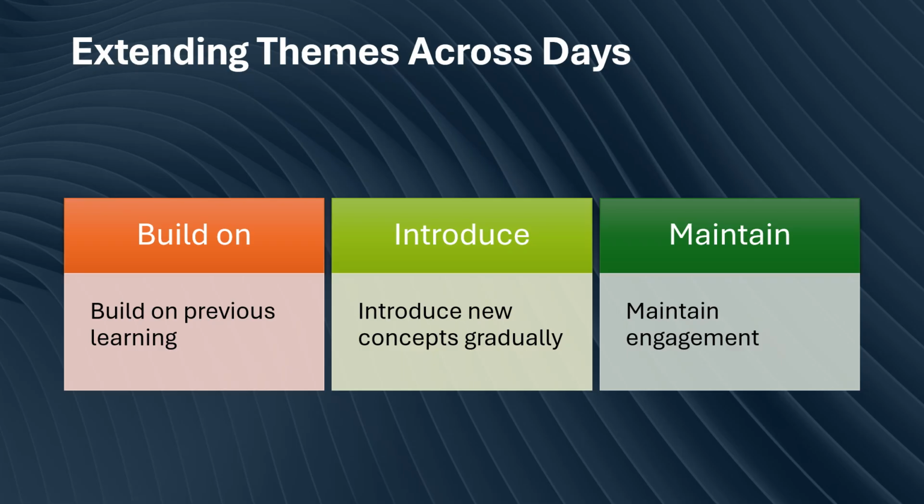For example, a weather theme could begin with observing clouds, then move to measuring rainfall, and finally creating weather charts. Keep activities connected to the central theme to maintain focus. Use recurring stories, songs, or props to strengthen connections. Extension allows children to develop mastery of content over time. Maintaining engagement across days ensures learning is meaningful and sustained.